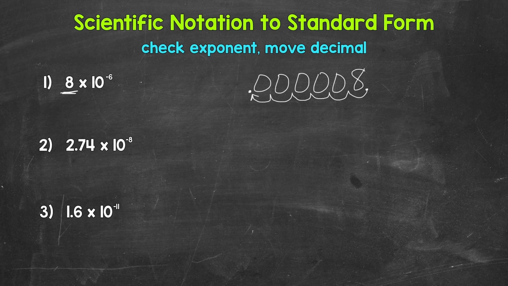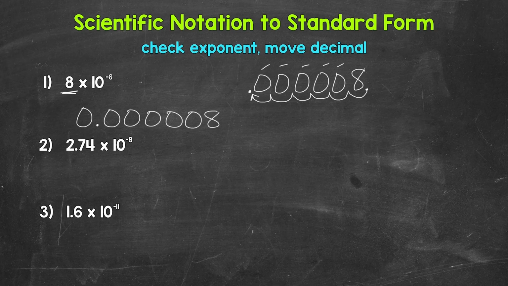But let's rewrite this a little neater without the decimal movement underneath. We will start with a 0, and then the decimal, and then 1, 2, 3, 4, 5 zeros, and then the 8. So 1, 2, 3, 4, 5 zeros, and then the 8. And we're done. That's our standard form for number 1.